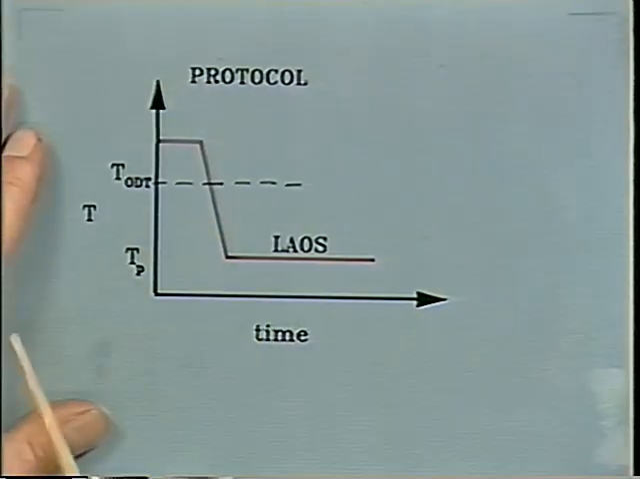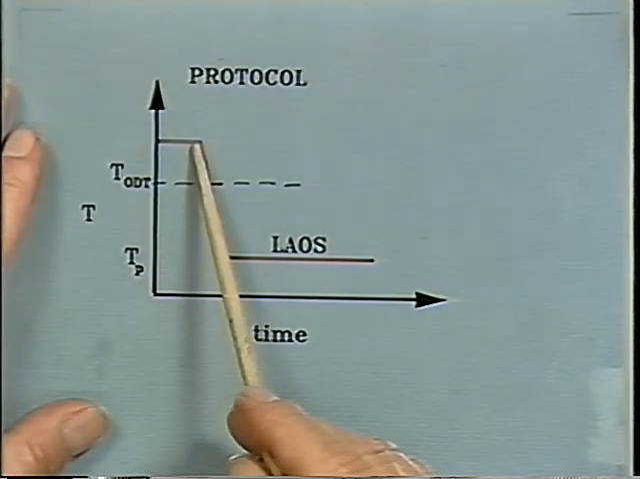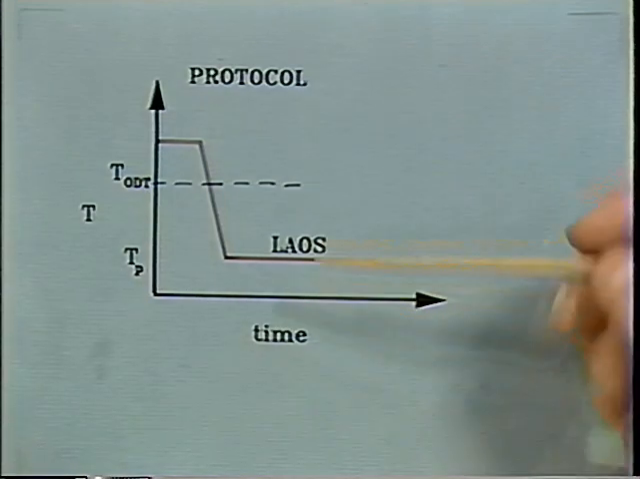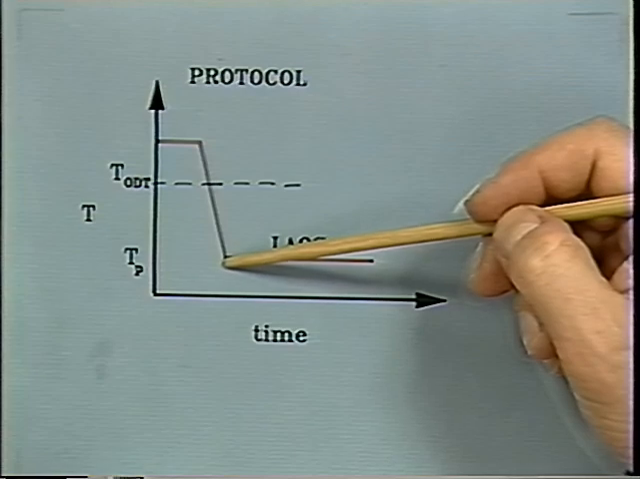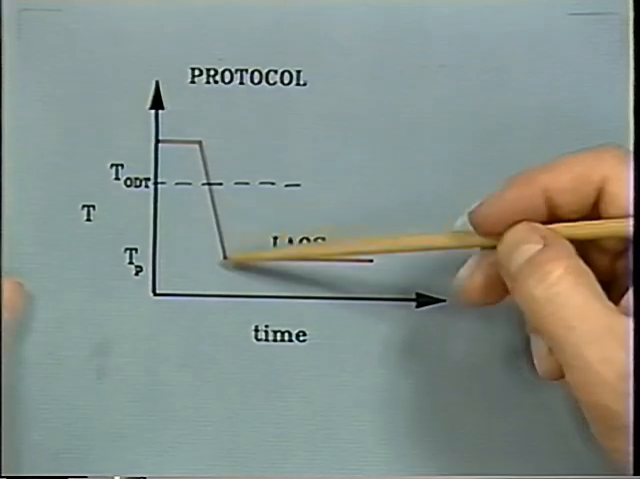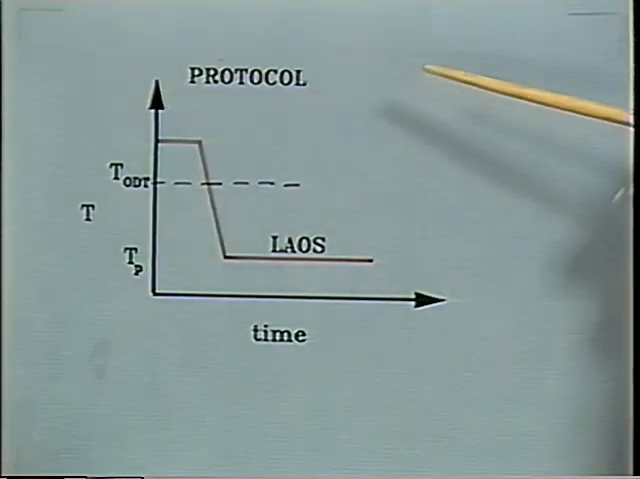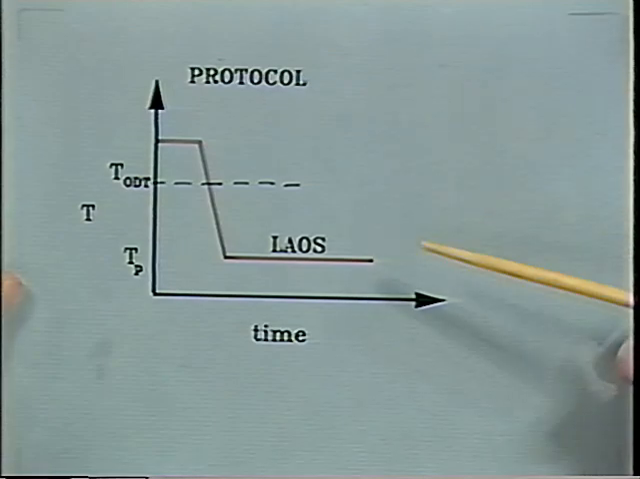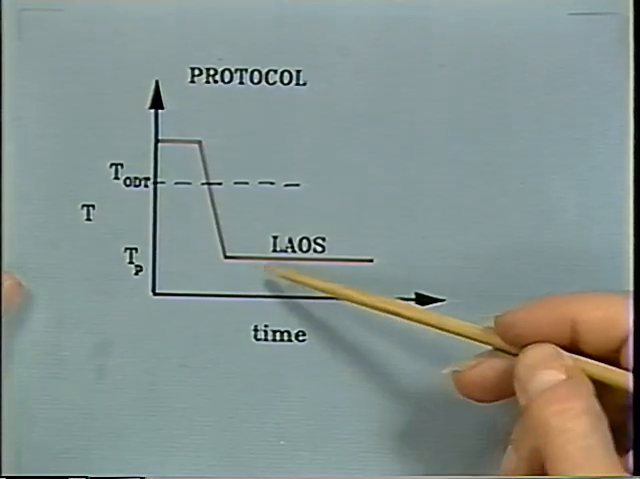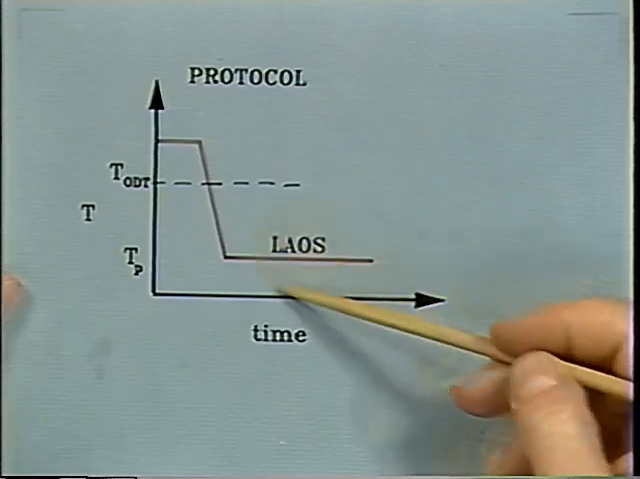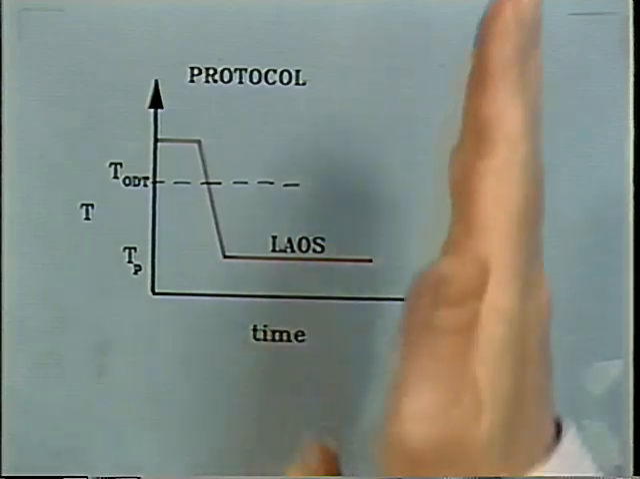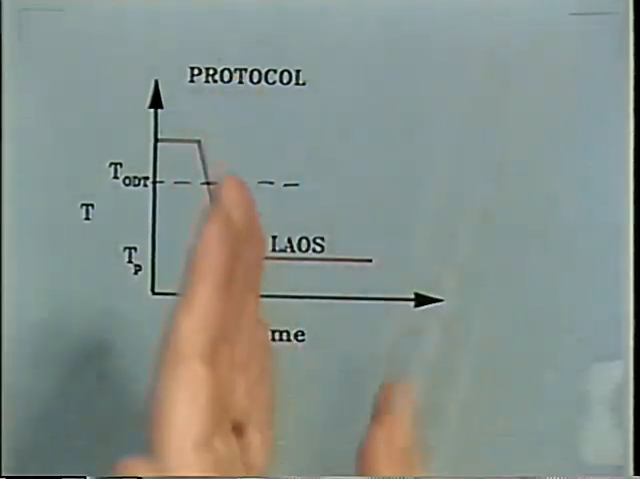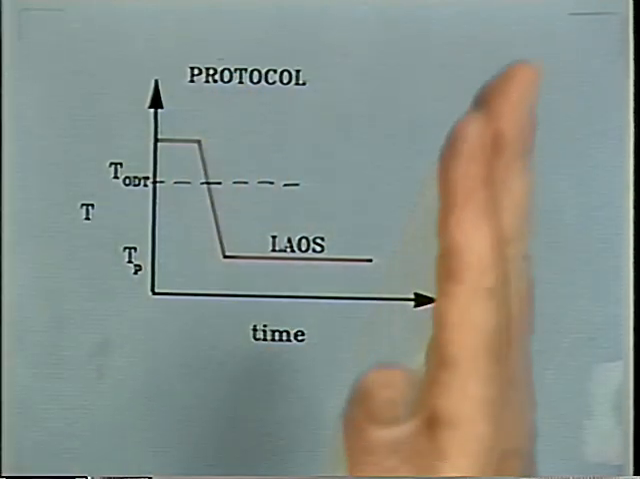The protocol is something like this. We take a sample up to high temperature, above the coexistence temperature, cool the sample down to, say, 125 degrees or 110 degrees, below the disordered transition, and expose it to large amplitude oscillatory shear. That's what LAOS stands for. So we're deforming the material in some large strains and hope that these strains promote order in one direction.